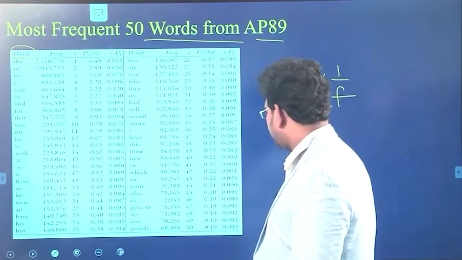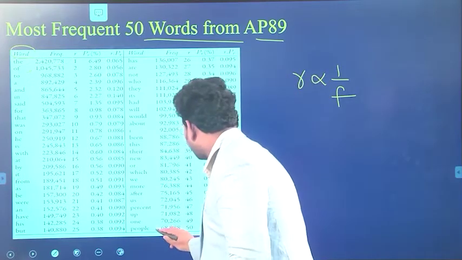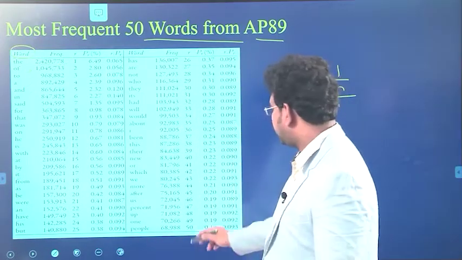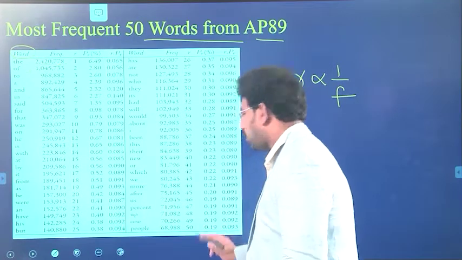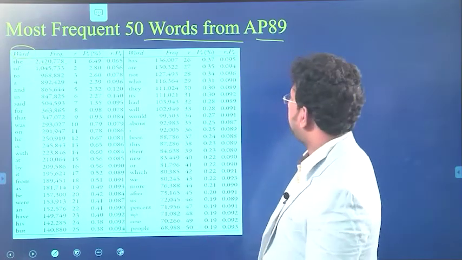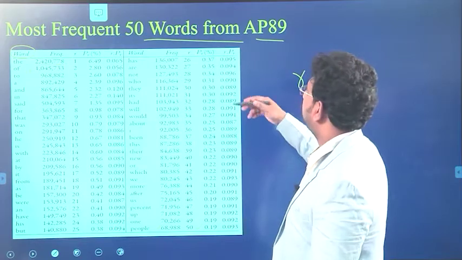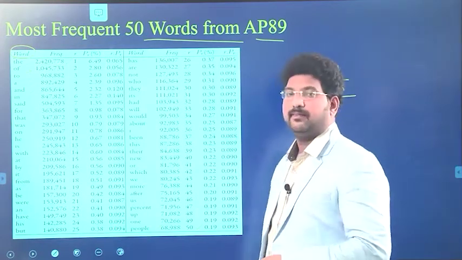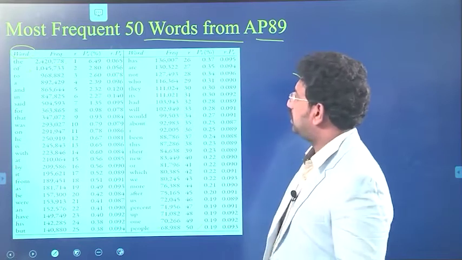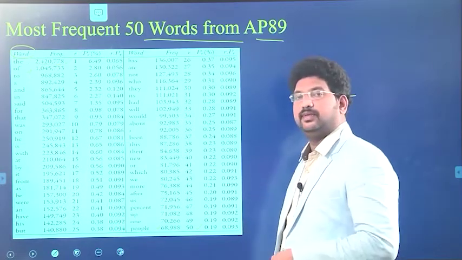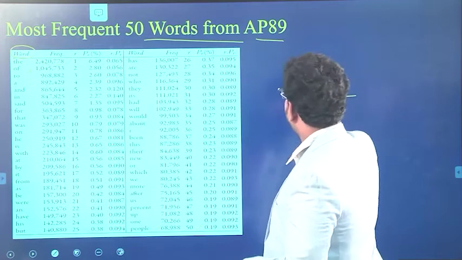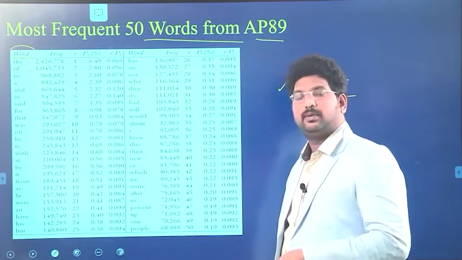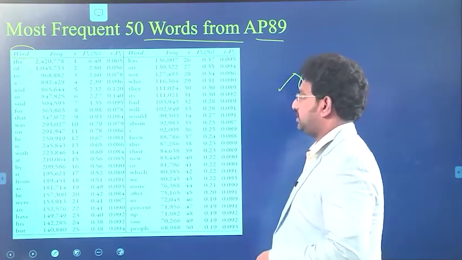And if you see the words which have less frequency, the rank is more. Here this is about the most frequent 50 words from the AP 89 collection, which is giving the clear information about the statistics with the Gibbs law, which is indicating rank is inversely proportional to frequency.